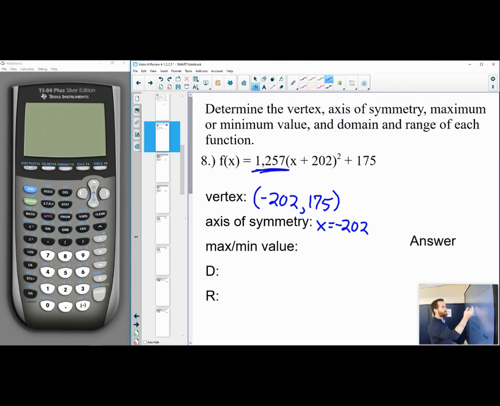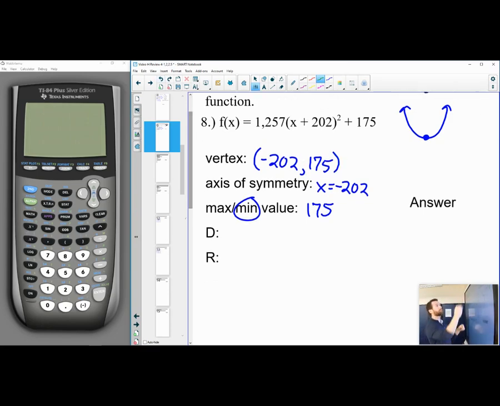First, our a value is positive. We think positive, yay, we're happy. So it's a smiley face, which means the vertex is down there. So this will have a minimum value. And the minimum value will be 175, getting that right from the y value of the vertex.